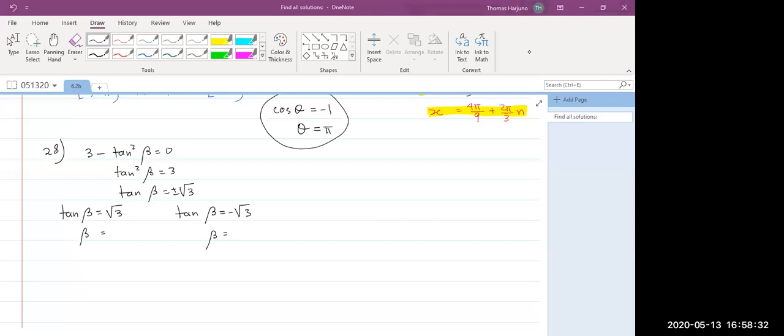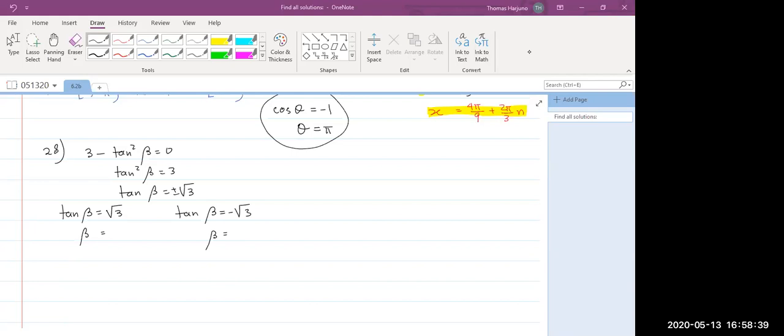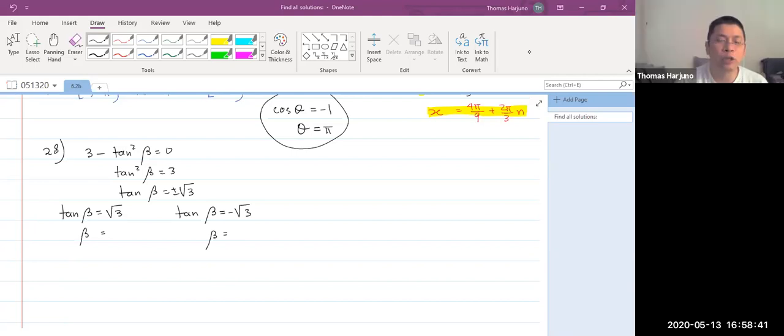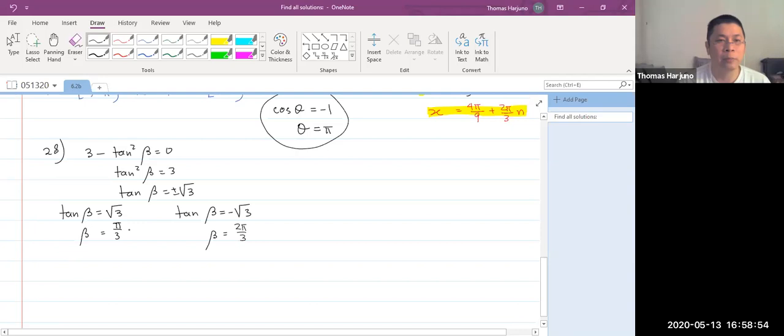Is it pi over 6? I don't think so. No? Then it's pi over 3. Yes, pi over 6 will give you 1 over radical 3. So this is pi over 3, and this one is 2 pi over 3, right? Yes. Now don't forget that we need to add the period, plus pi n. Plus pi n. Okay?